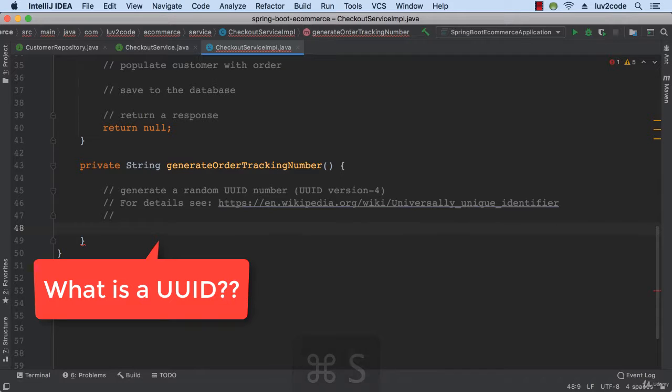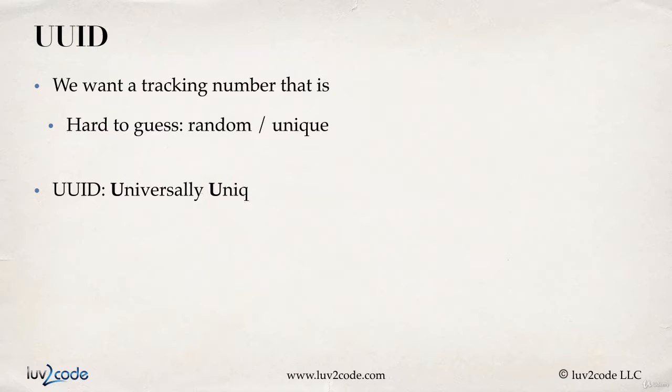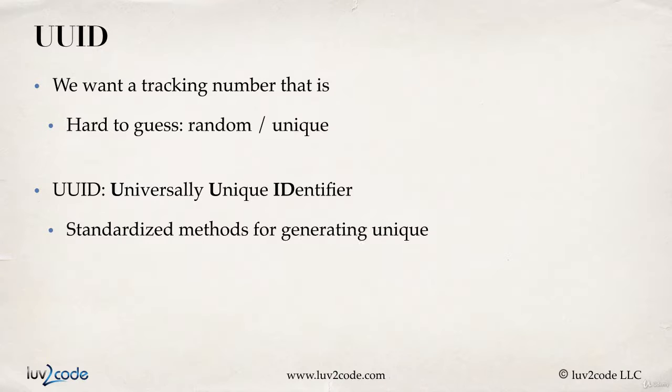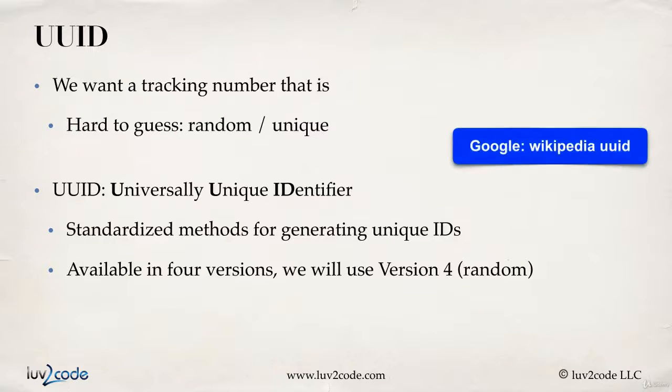All right, no problem. Let's swing over for a second and have a quick discussion about the UUID and how we're going to use it in our application. So recall that I want to have a tracking number that is hard to guess, random, unique. So we'll make use of this UUID, the universally unique identifier. It's a standardized method for generating unique IDs. It's available in 4 different versions, and we'll make use of version 4, which will generate a random UUID number for us.